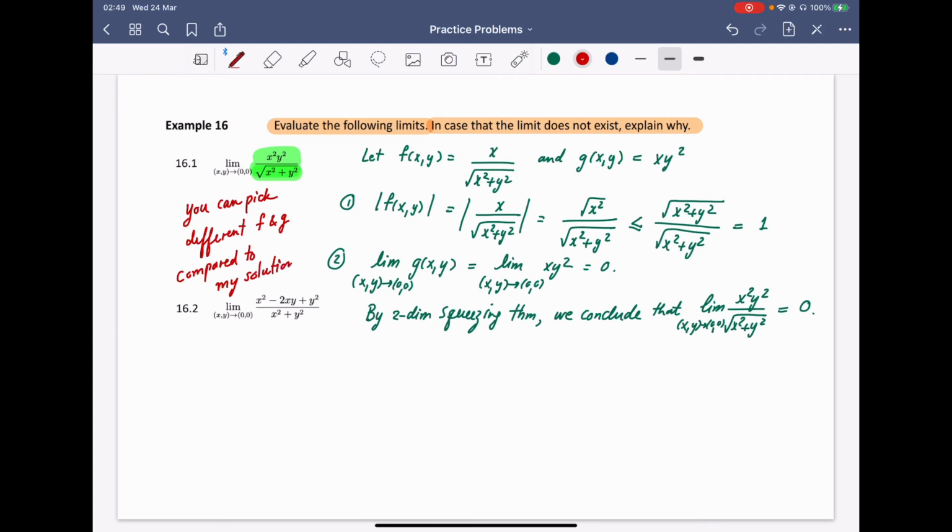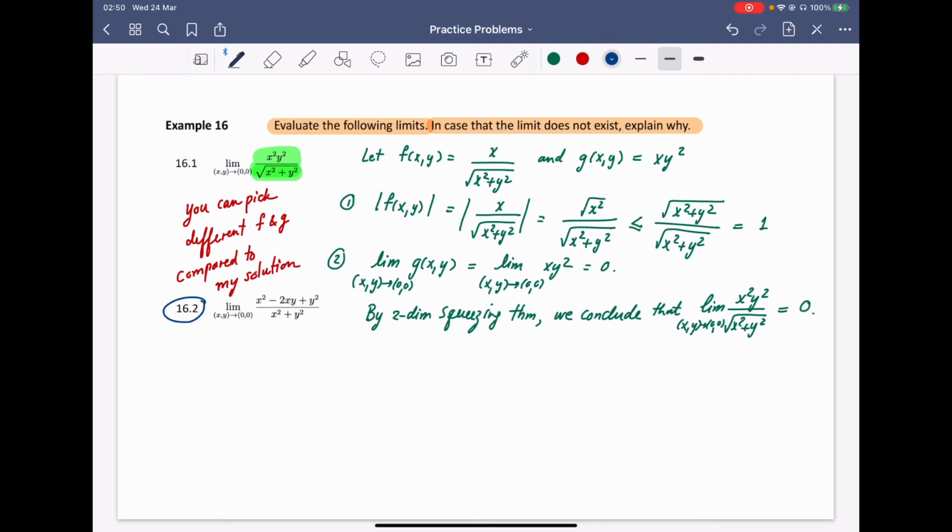Well, some of you are going to say, Ajahn, can I pick absolute f to be absolute y over the square root of x squared plus y squared? That is fine too. The choice of f and g is not unique. All right. We're going to move to 16.2 now.